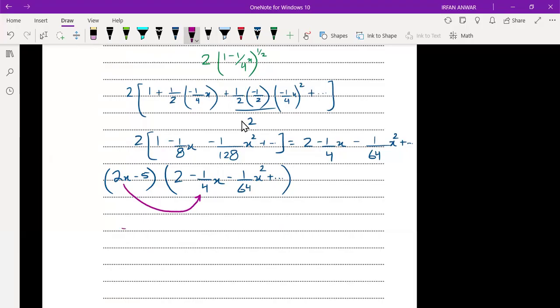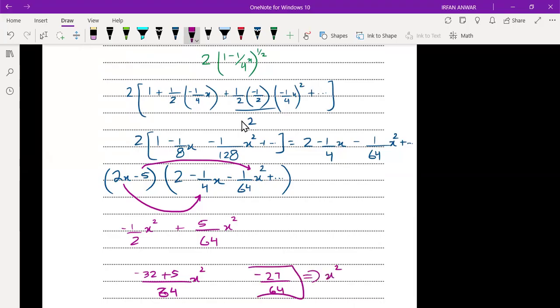So this becomes minus 1 upon 2 x squared, and also multiply the constant term with the coefficient of x squared to get 5 upon 64 x squared. Now, the coefficient then becomes minus 32 plus 5 over 64, which is simply minus 27 upon 64. So this is the coefficient of x squared, and this is your easy 4 marks.